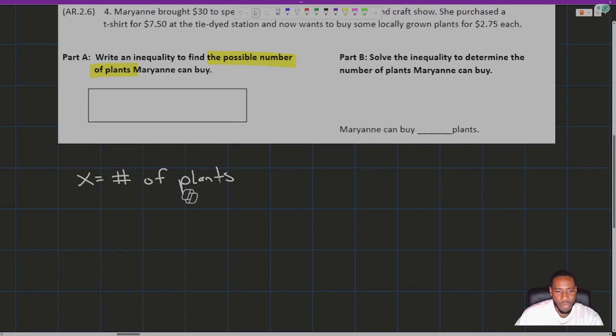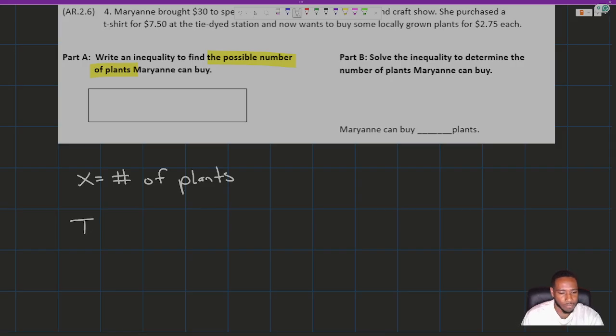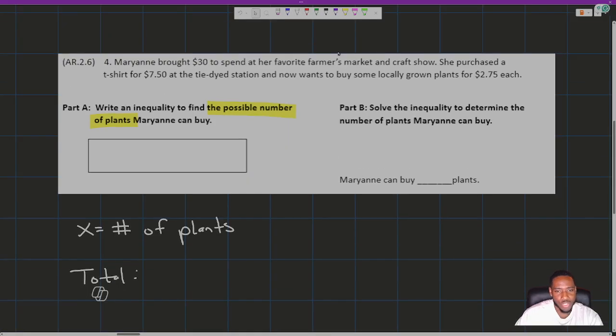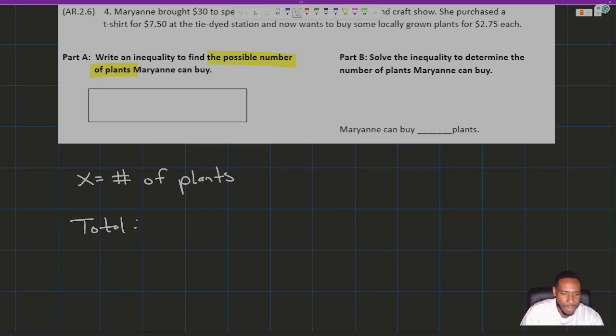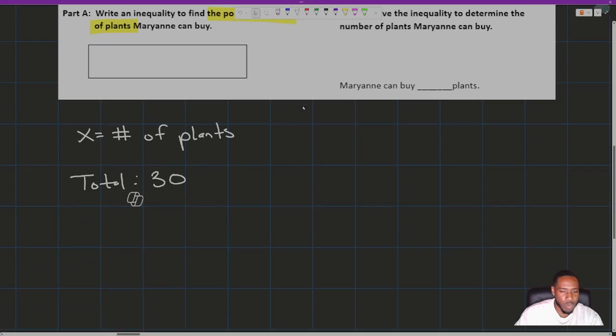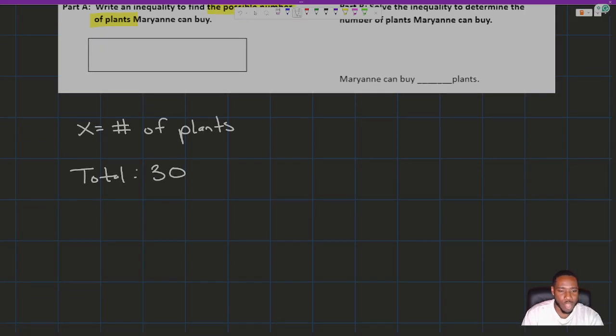It's also helpful, with these inequalities, to figure out what your total is going to be. In this situation, if we know she brought $30 to spend, she can't spend more than that. So $30 is going to be our total. Now we also want to be looking for constants and coefficients. Sometimes it's going to be easier said than done when given in a word problem. Sometimes we just kind of have to figure it out as we go along. But we want to look for any keys or clues that they might give us as to which numbers are which.